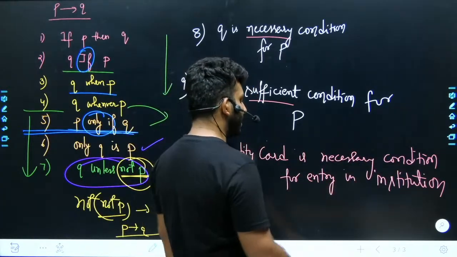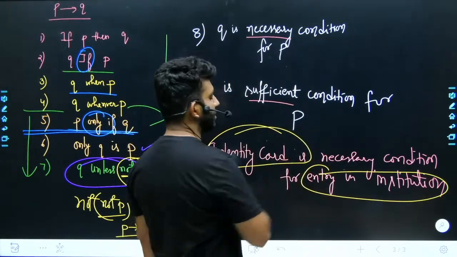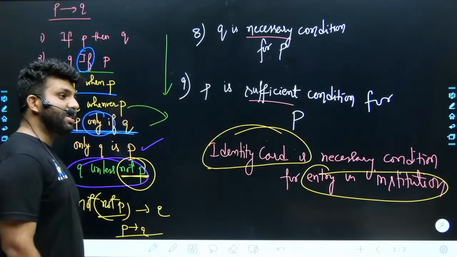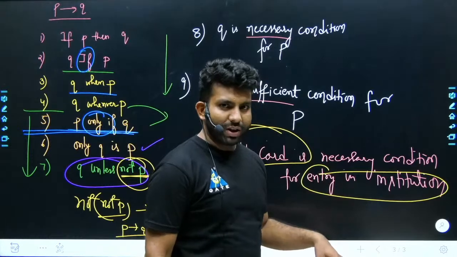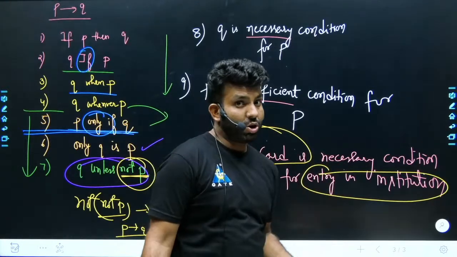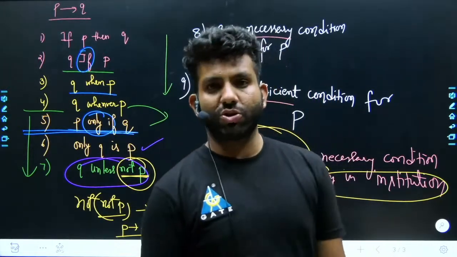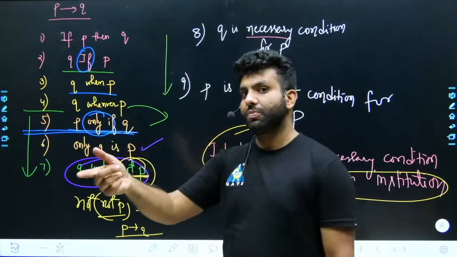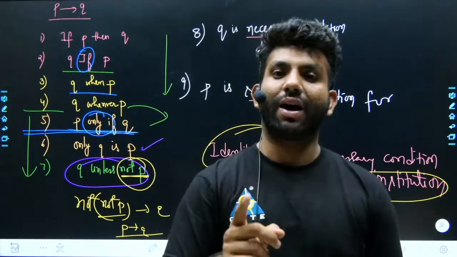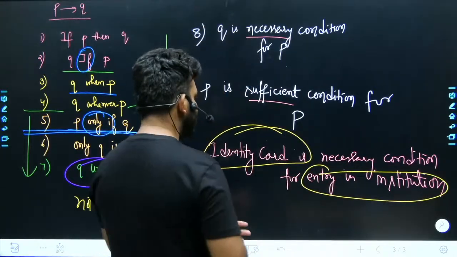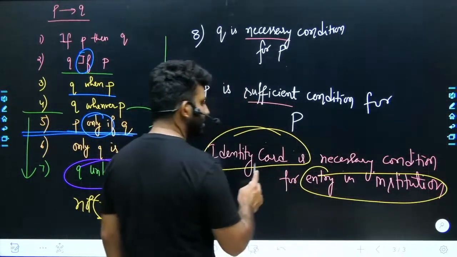If I'm writing something like this, identity card is a necessary condition for entry in the institution. Necessary condition for what? For entry in the institution. If someone has an identity card, will he be allowed in? May not be allowed, but it is for sure that if someone is there in the institution, that person has an identity card with him. This will not guarantee this thing, but this will guarantee this thing.